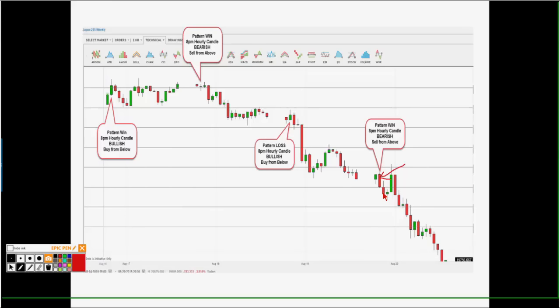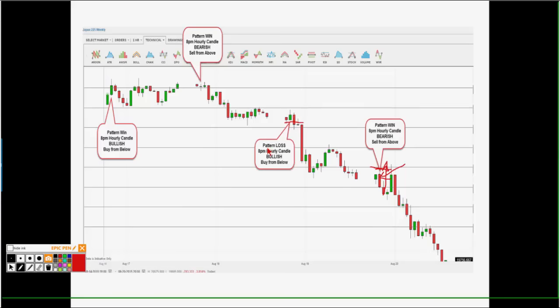So the rules of this strategy for an in-the-money trade would be to sell from above this developed candle, and what you're going to find out is that about 90% of the time when you backtest this, the following hourly candle will not challenge the strike price. So if your strike price was right here, this candlestick did not threaten that strike price. 90% of the time that pattern holds up.